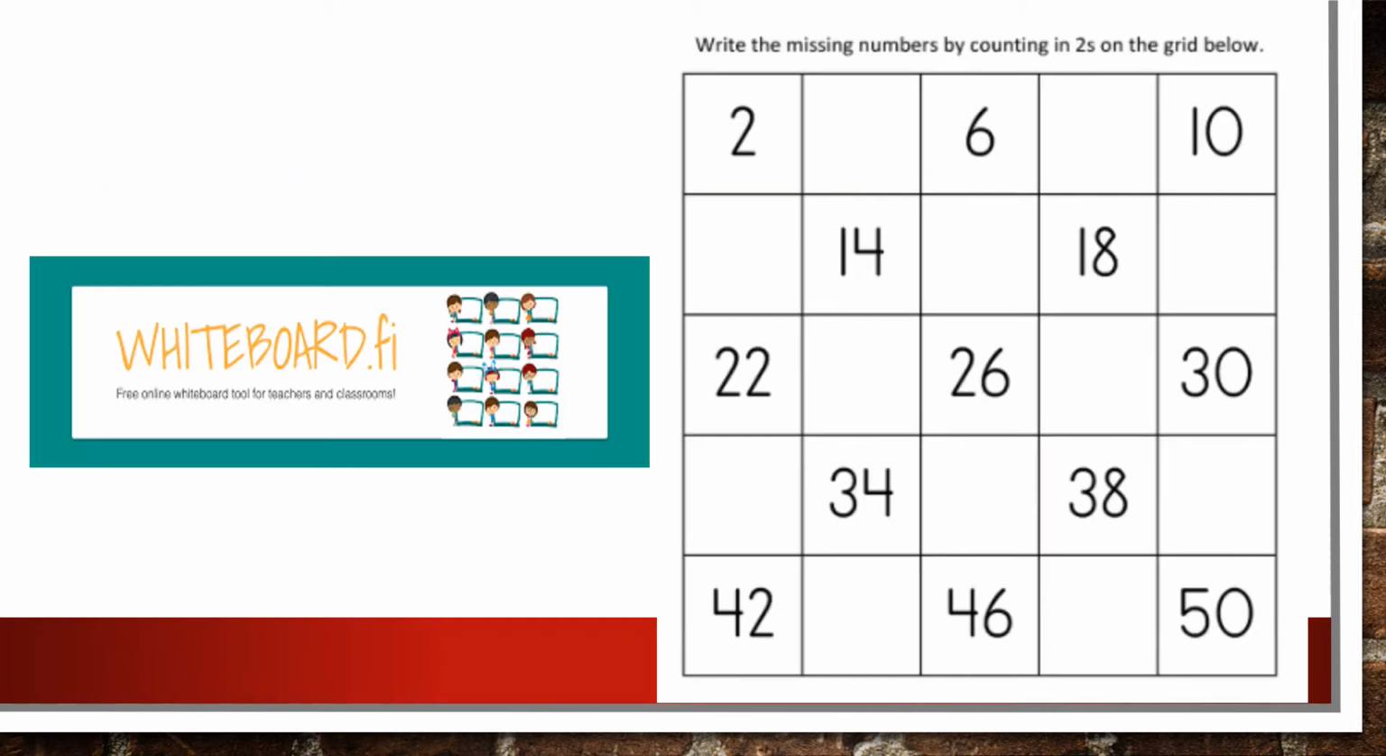This is the simple whiteboard 5 exercise which we will be doing in the class. You have to write the missing number. What missing number will be there when we are counting in 2's? This we will be doing in the class.